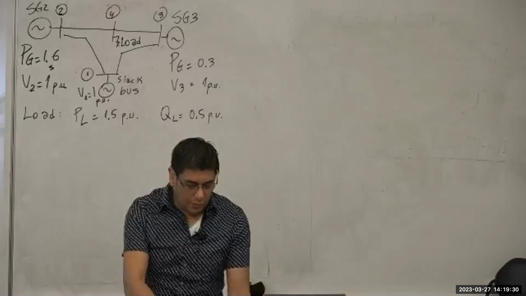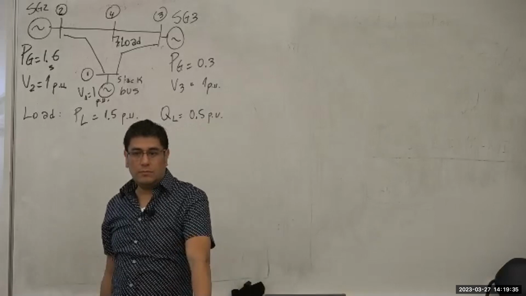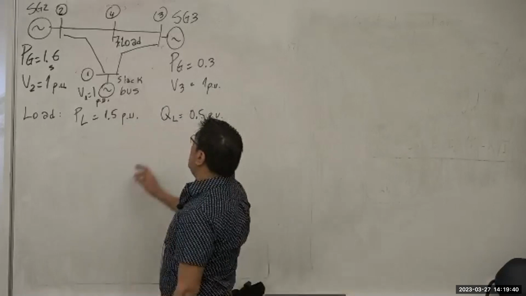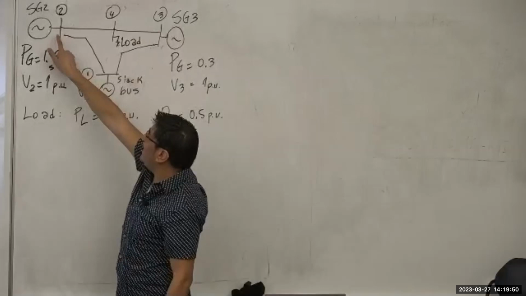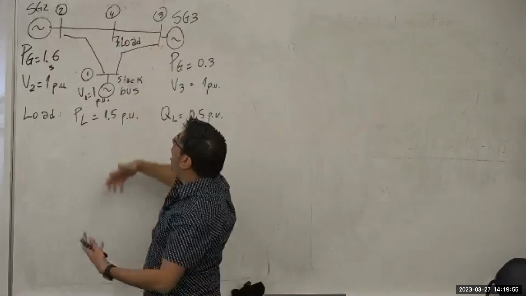So, what do we need for the initialization? What are we looking for? Yeah, so we have dynamic simulation, and we need to include the dynamic model of these two generators. So we will need voltage and current injected at bus 2 and bus 3. How can we determine that?